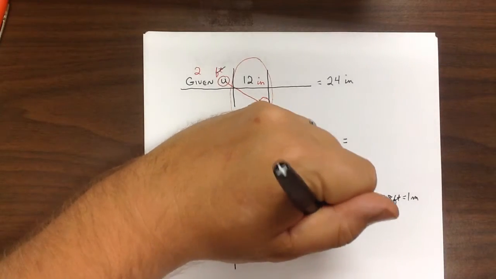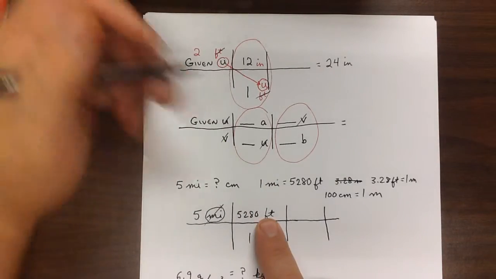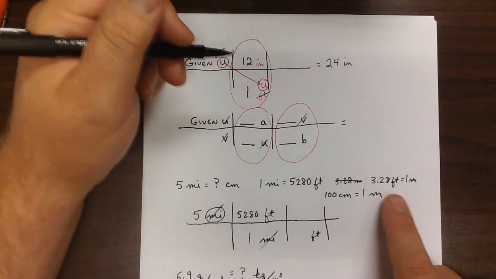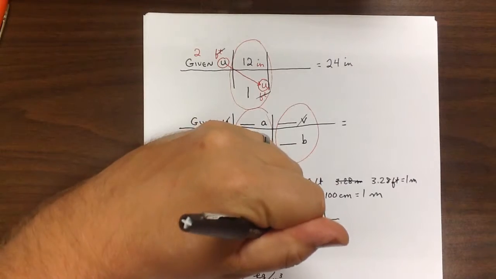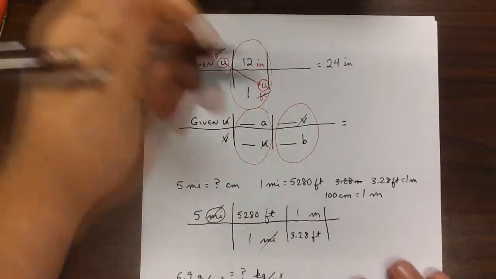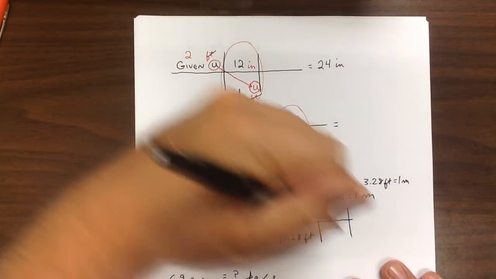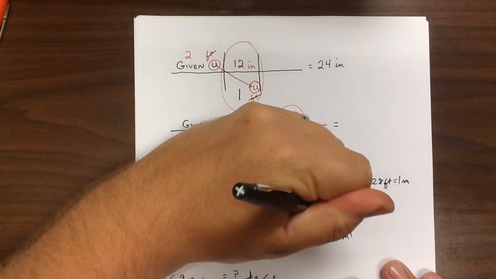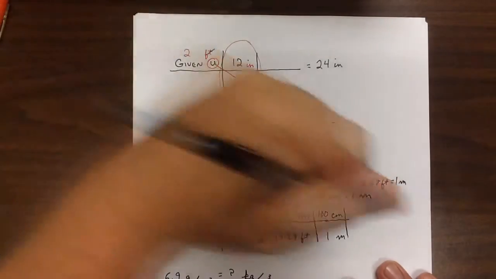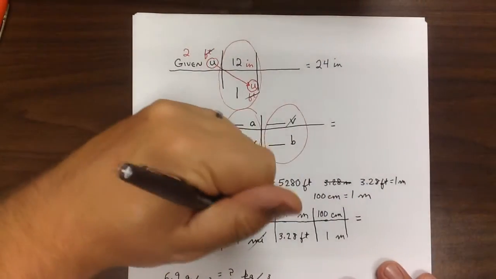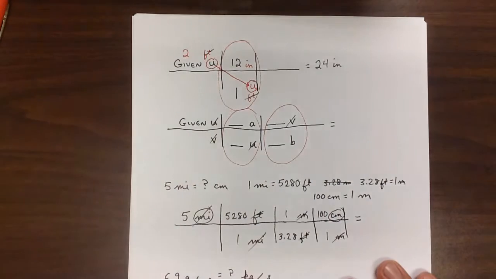I'm going to draw another line. And now that I know that miles has canceled, I'm going to bring the unit feet down here. And I know that there are 3.28 feet in 1 meter. So in 1 meter, there are 3.28 feet. And I'm not done yet. I don't have my units in centimeters yet, so I'm going to bring this unit, meters, down to the bottom, to centimeters. And now I'm going to do a conversion. I know that there are 100 centimeters in 1 meter. Okay, and now unit feet has canceled, unit meters have canceled, and I'm left with a unit of centimeters that did not cancel out.